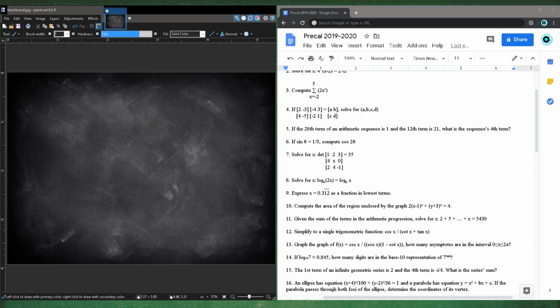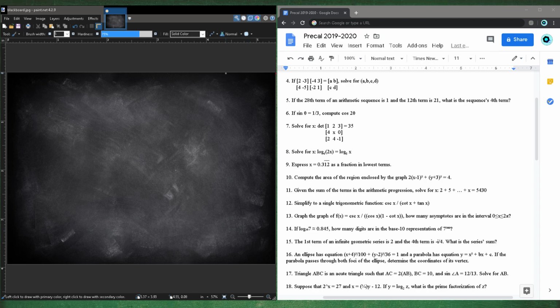Okay. Number 9. Express x equals 0.3 with the repeating part 1, 2 as a fraction. So what we have to do is get 1, 2 on this side. So we have to move the 3, and then we have to move the 1. So then when we have the 2 here, it's going to repeat 1, 2, right? Because this repeats 1, 2, 1, 2, 1, 2.